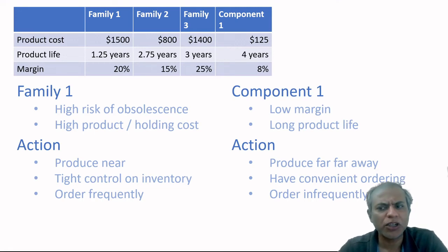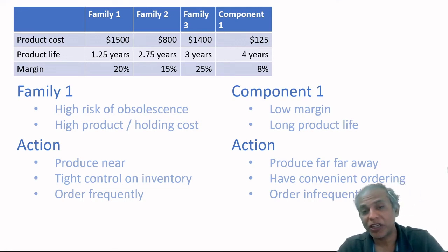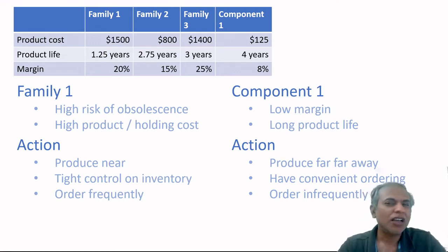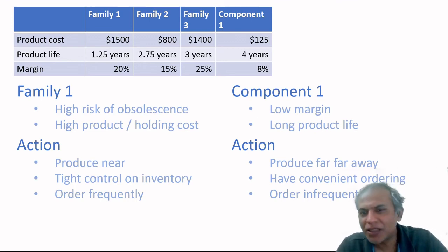And here I'm going to order infrequently. I don't want to order frequently and increase my transportation cost. I'm okay with holding a lot because it's just $125 compared to $1,500. So even if I stock a little bit more, it's not going to damage my cash position as much. But yeah, so I try to reduce the purchasing and transportation cost associated with that. And family 2 and family 3 fall somewhere in between. But this is the idea.